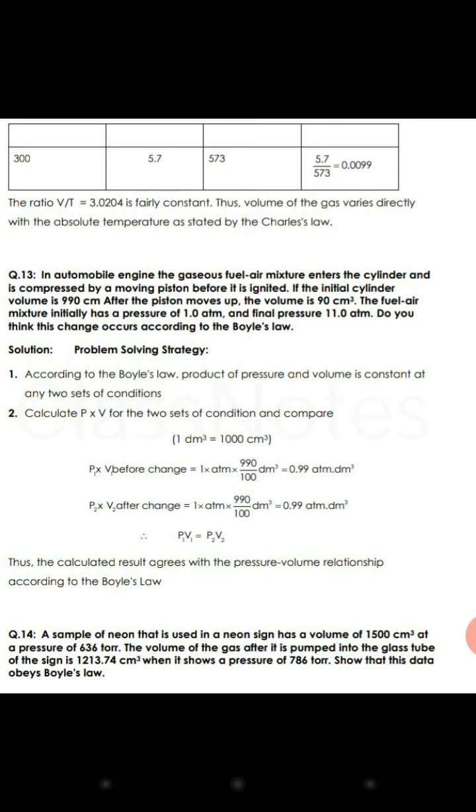So, hence our 13th question is: in an automobile engine, the gas fuel mixture enters the cylinder and is compressed by a moving piston before it is ignited.